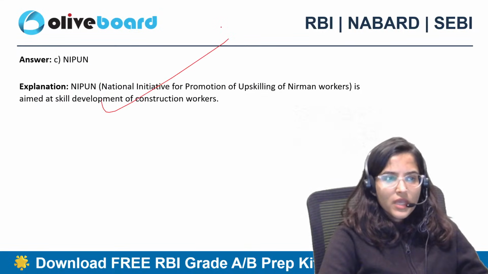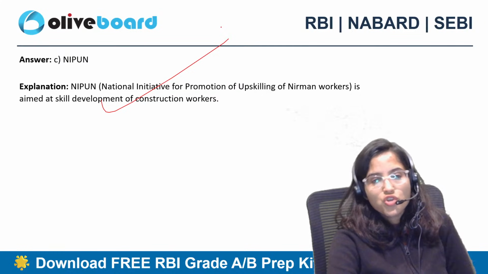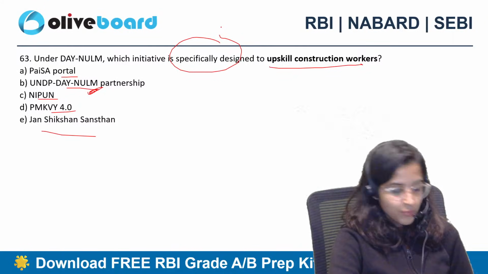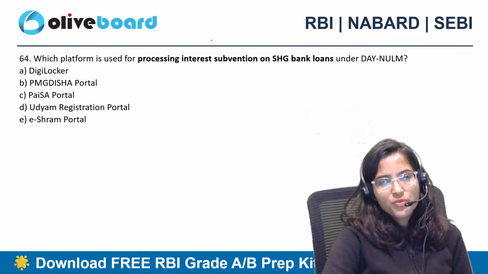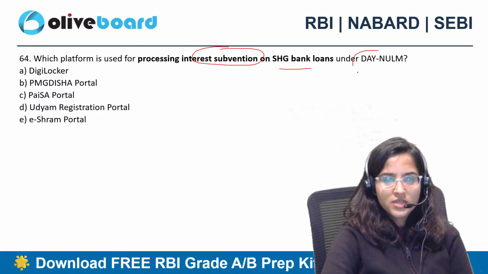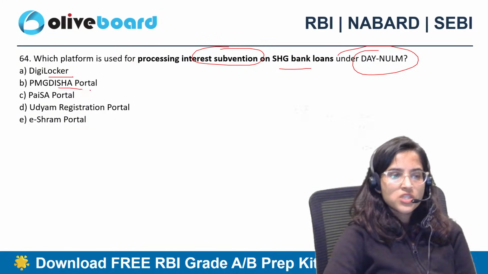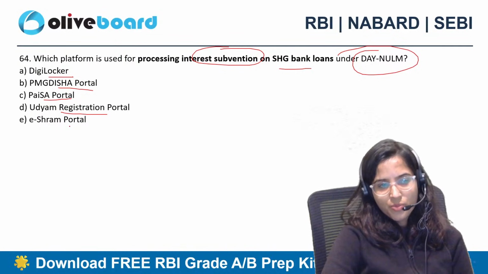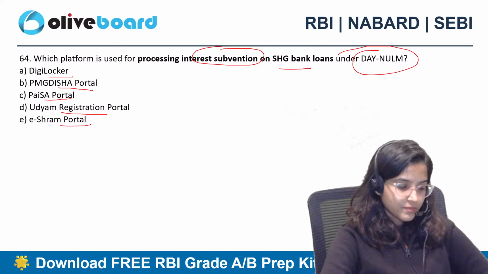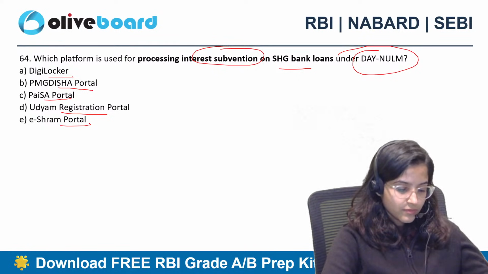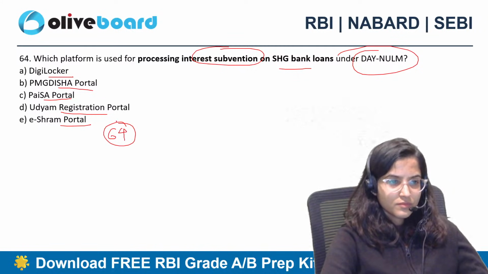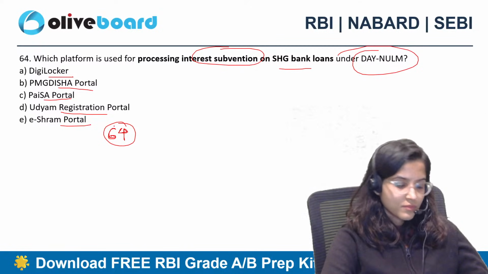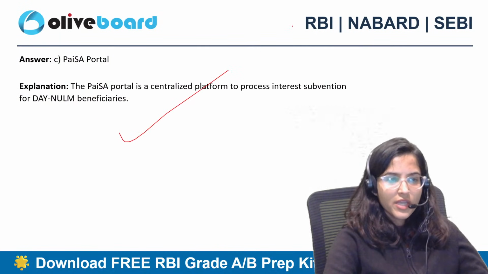B is not the correct answer. NIPUN is the answer, National Initiative for Promoting Upskilling of Nirman Workers. C is the answer, NIPUN, not B. Which platform is used for processing interest subvention on SHG bank loans under DAY-NULM? DigiLocker, PMG Disha portal, Paisa portal, Udyam registration portal or e-Shram portal? 64C, absolutely correct. Paisa portal.